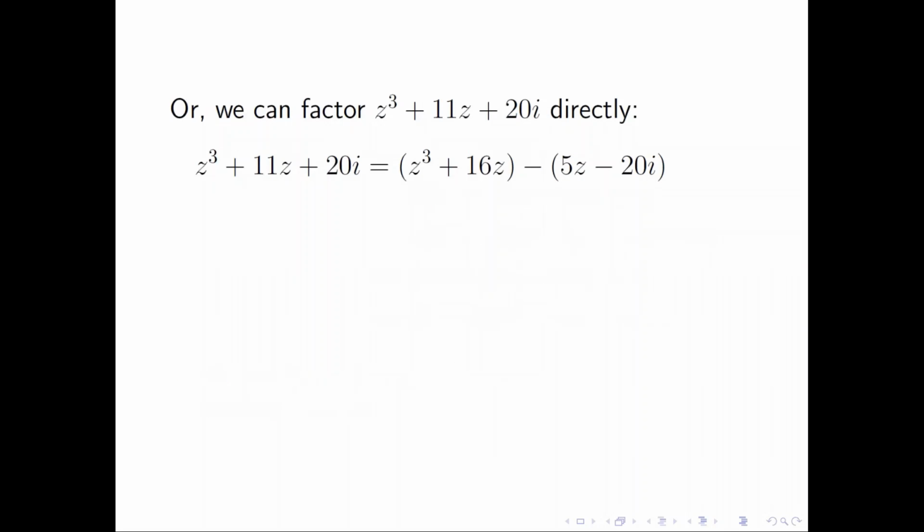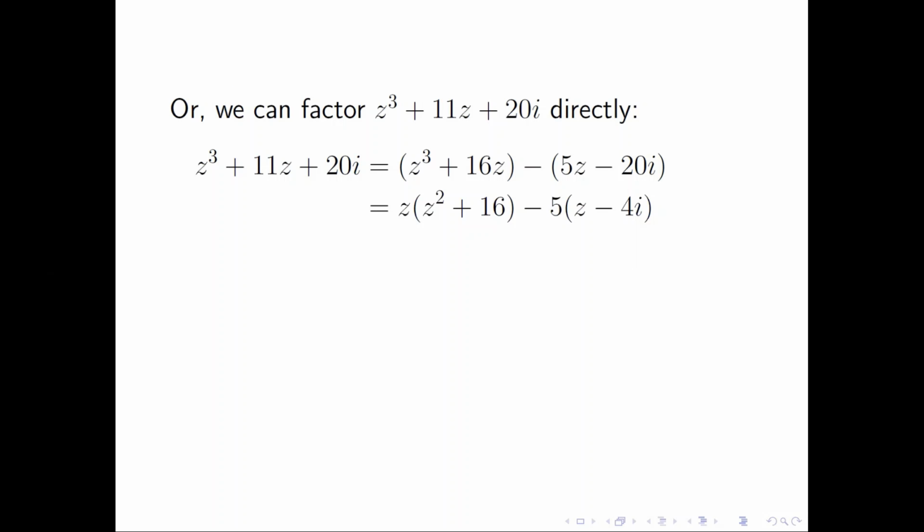Because we already know z equals 4i is a root, we can factor the polynomial directly. This is not a new solution. This is just a different write-up. We break the middle term 11z into two parts, positive 16z and negative 5z. This way, we will make sure that both groups contain a factor z minus 4i.